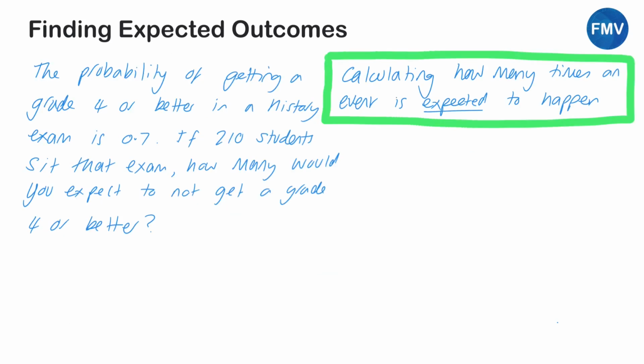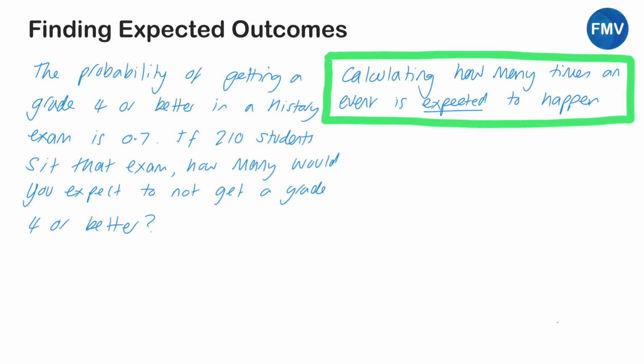Okay, looking at this next question here, before we do, I've put a reminder there that expected outcomes is just calculating how many times an event is expected to happen. So in this question, the probability of getting a grade 4 or better in a history exam is 0.7. So if 120 students sit that exam, how many would you expect not to get a grade 4 or better?